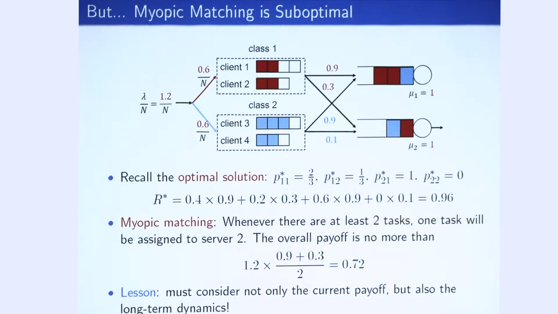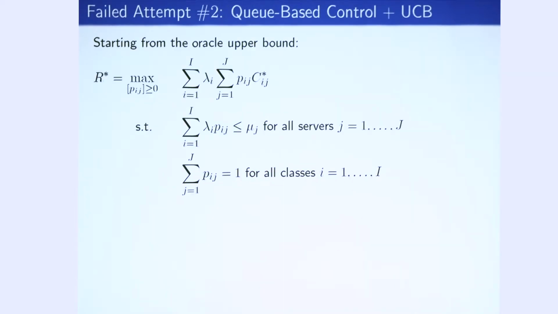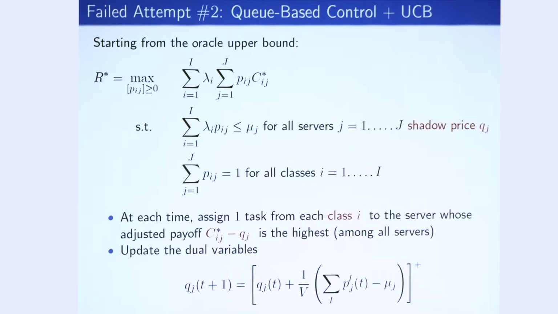And speaking about long-term dynamics, from the previous part of the tutorial, we learned a lot about how to deal with long-term dynamics. In particular, the queue-based control is very good at this. So we're going to start with the Oracle upper bound. We can view this as y less or equal than x, and introduce a dual variable, qj here. You can interpret this as a shadow price for the congestion at server j, right?